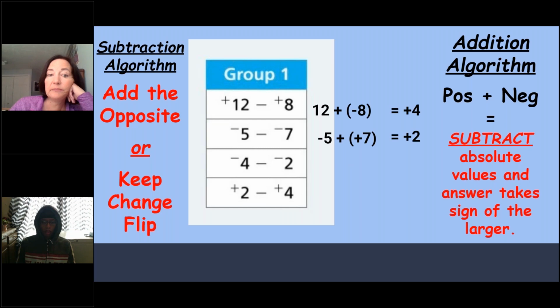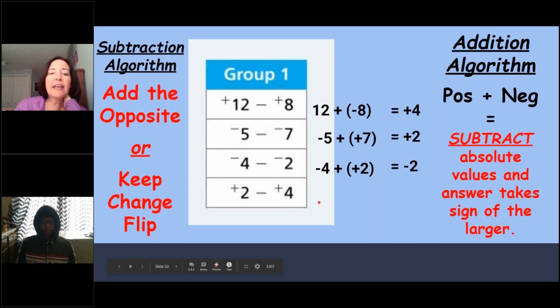So that would be a -4 plus a +2, and then that would become a -2. Perfect. It's tricky. This algorithm on the far right of the screen says when we're adding, it's just a matter of practice.